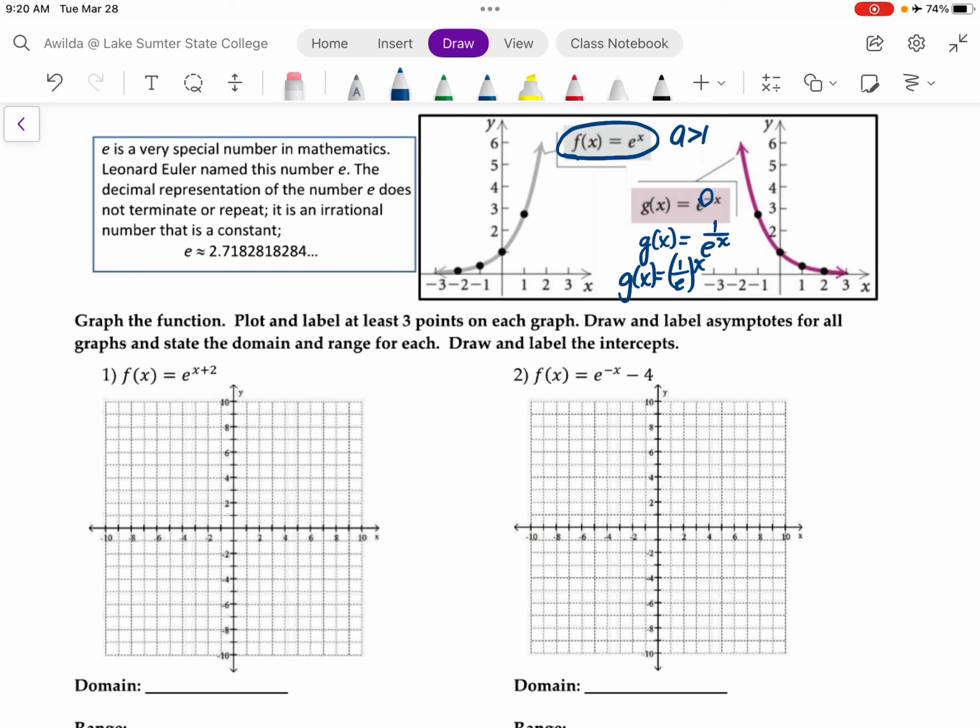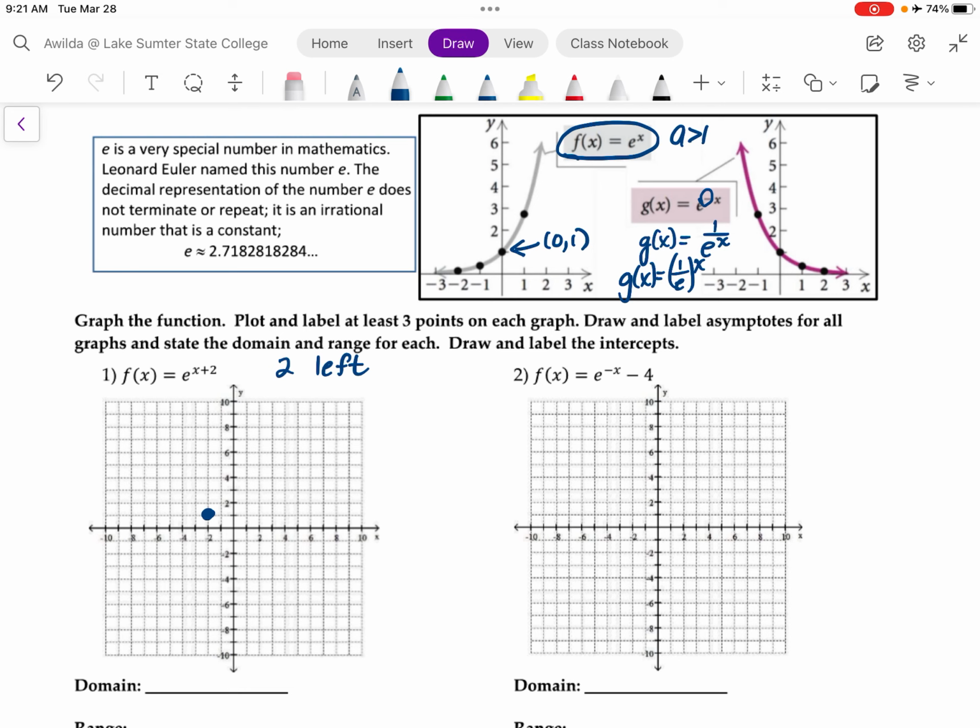So in the following two examples, we're going to create some transformations of the parent function that we saw just above. In example 1, we have f of x is equal to e to the x plus 2 power. So that is going to create a horizontal translation 2 units to the left this time. So notice that we have the 0, 1 y-intercept as we always do with these parent exponential functions. I always start that as my first point to plot. So if we're moving that point 2 units to the left, then it's actually going to end up right over here.